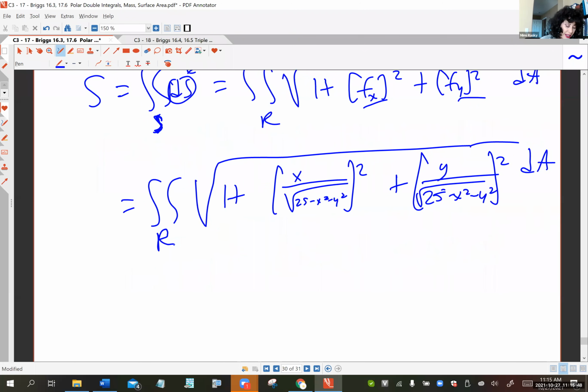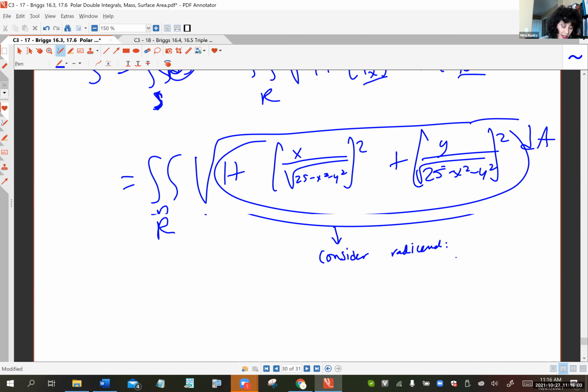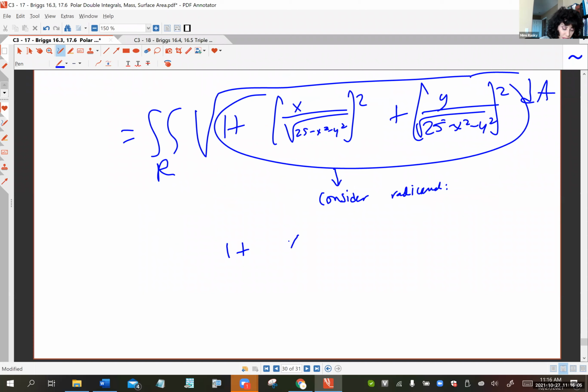So before I do anything, because we are going to convert to polar, but not yet, let's do the algebra. Let's look at this radicand only. So consider the radicand. Let's just do some work on it to clean it up. So what does it look like? Well, after we do the squaring of the last two terms, when you square a radical, the radical goes away. Ooh, that's sweet.